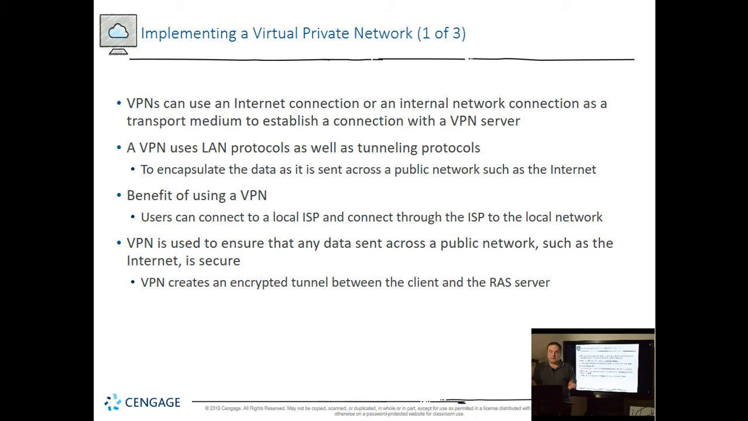So VPNs use the internet connection or an internal network connection as the transport to connect from one network to another. So there's lots of different tunneling protocols, and Microsoft supports a lot of different ones, and they each have their advantages and disadvantages. So the benefits of a VPN, of course, is users can connect to a local internet provider, and then from that internet provider into your internal network. And you can do this either wirelessly or wired. Many people sit in coffee shops, VPN into their network, and do work from there, and the coffee shops are happy to have the business.